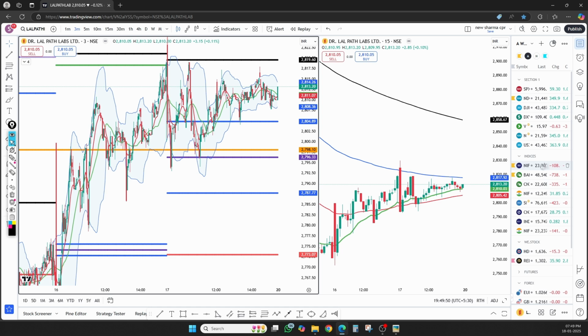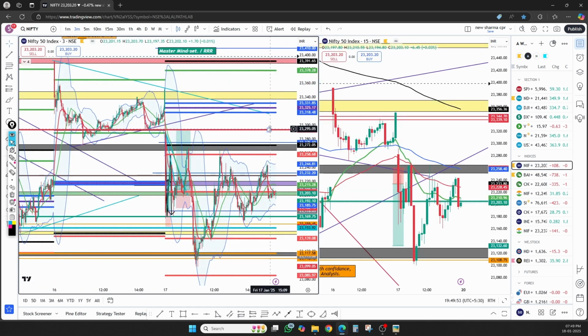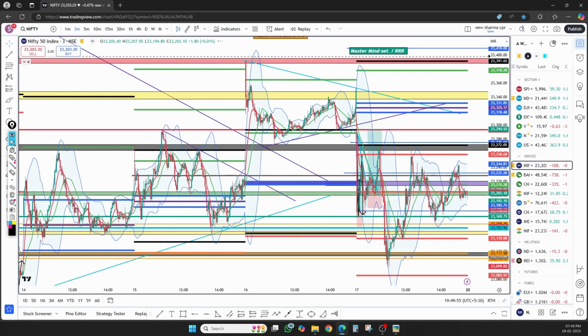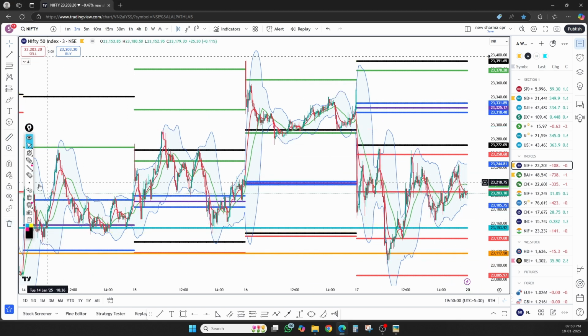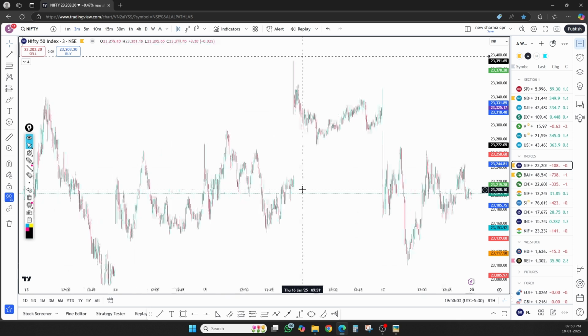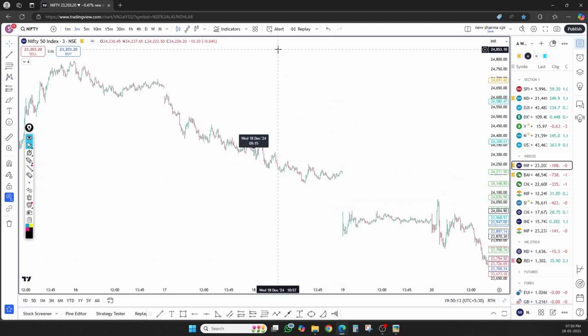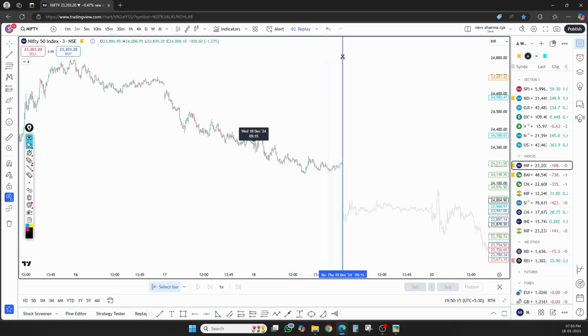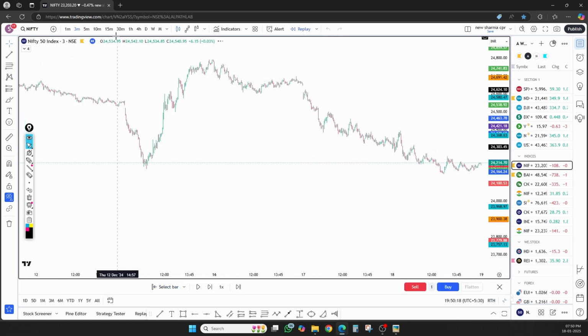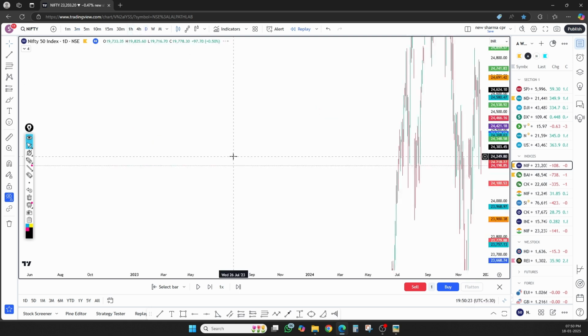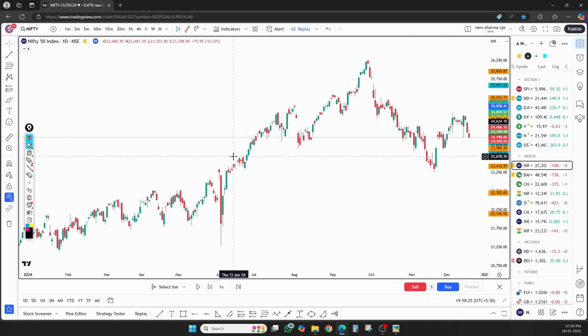So first, for the Nifty, I delete everything. Now, today is the 18th, so we go back to the previous month's 18th. After that, for example, you draw whatever you learn and implement all the levels. First we go to the daily time frame. Okay, refresh it.